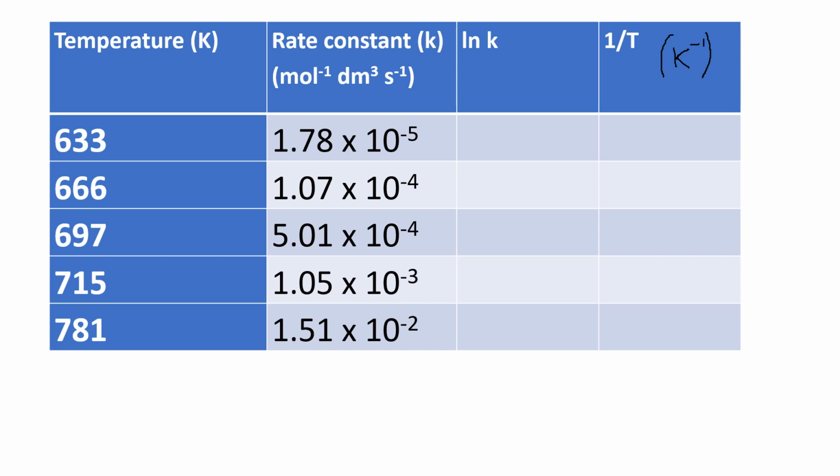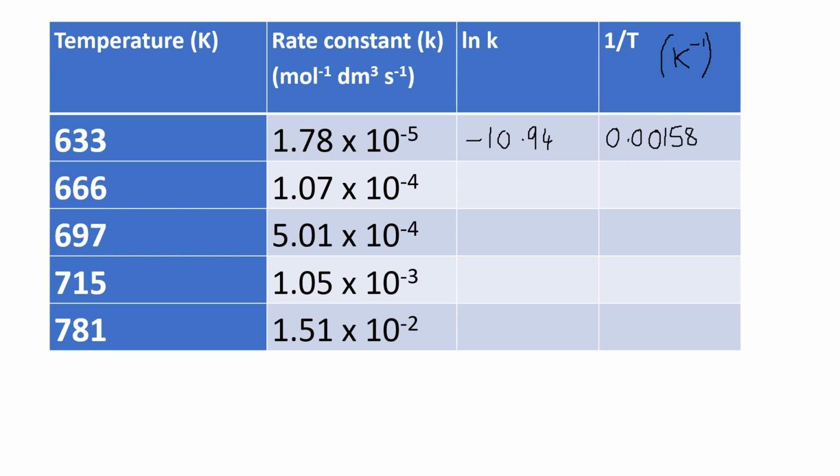So to do the natural log of k, you just get your calculator, you press the natural log button, and then 1.78 times 10 to the minus 5. And I get that to be minus 10.94. And then you do 1 divided by 633, which comes out as 0.00158.